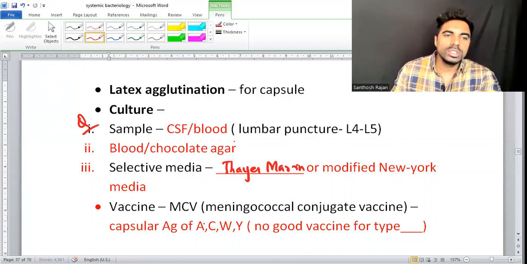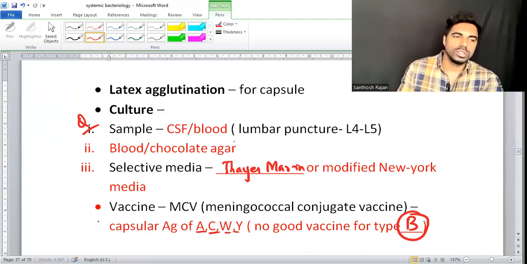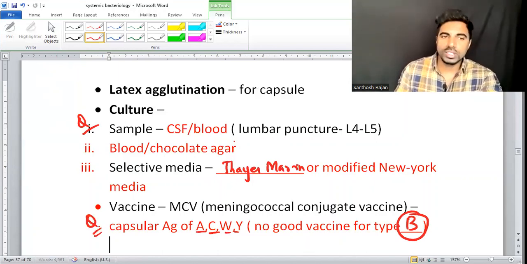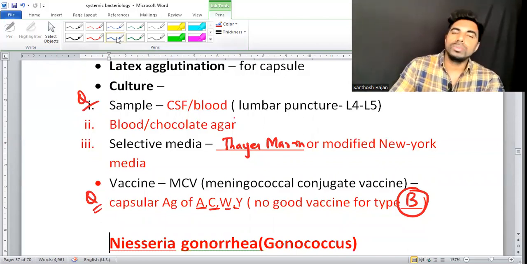So vaccine, what is this? We have vaccines for everything: A, C, W, Y. For which one is there no good vaccine? Type B. Type B doesn't have a good vaccine. That's a question. Again, because the B capsule has a complicated structure. Same way, in H. influenzae, the dangerous one is also type B. That's what I'm saying, B is important. B has a lot of importance, you know. To confuse you, B is the special one.